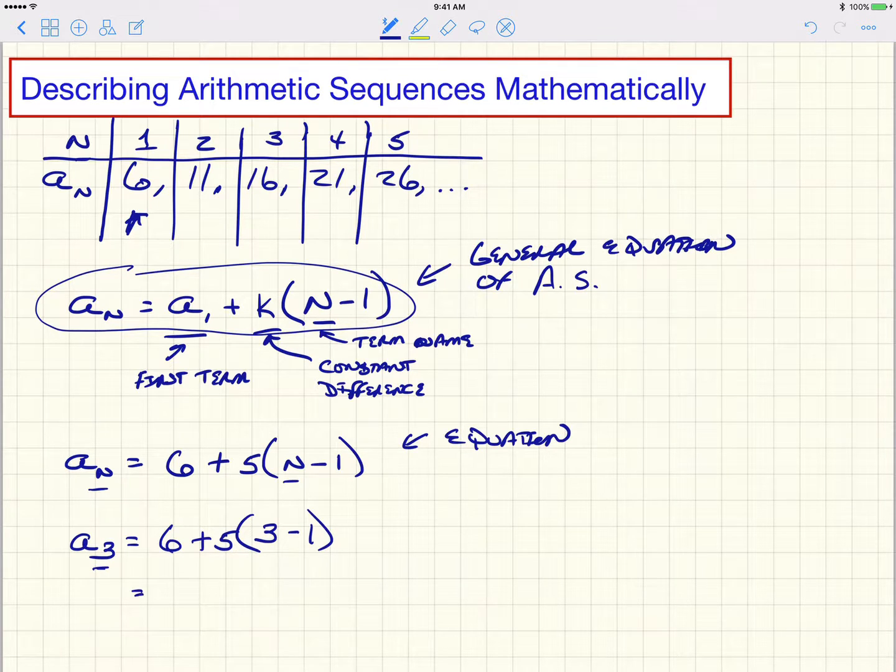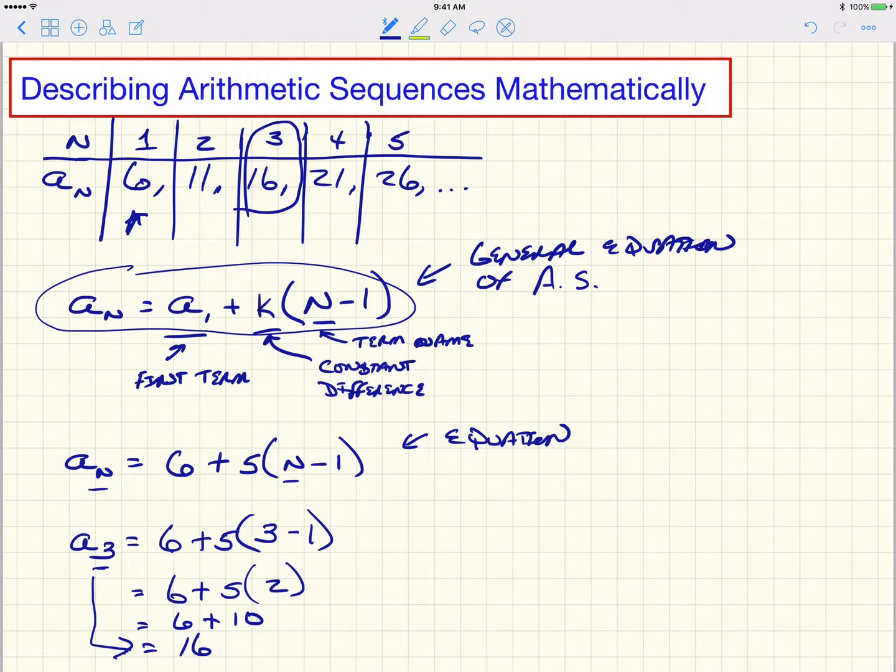Do some math here. 6 plus 5 times 3 minus 1 is 2, so I have 6 plus 10 equals 16. So a sub 3, if we did everything right, should equal 16. We go up to our table, and sure enough, a sub 3 equals 16. So in terms of describing an arithmetic sequence mathematically, that's what we have.